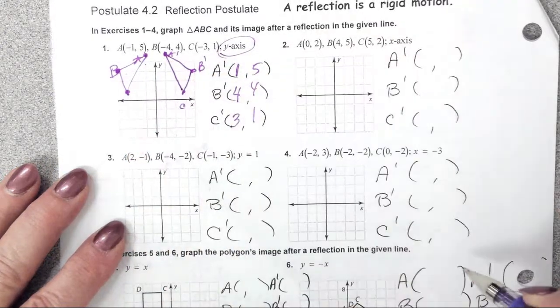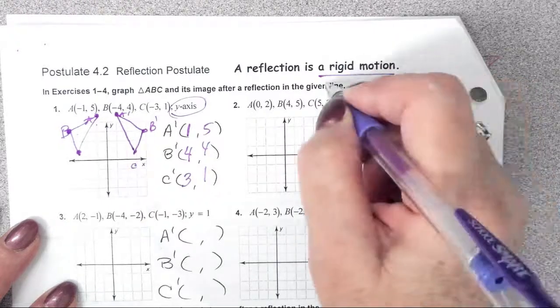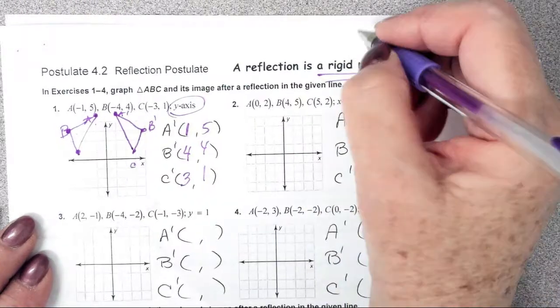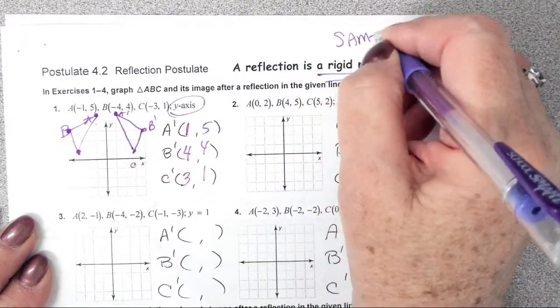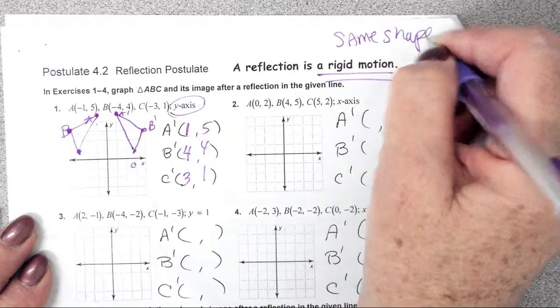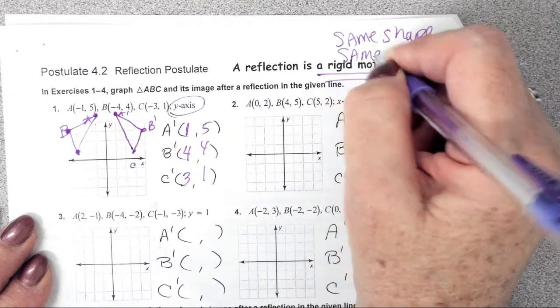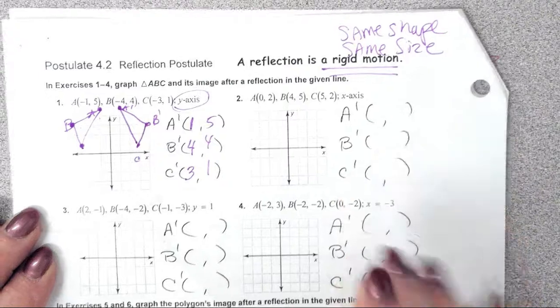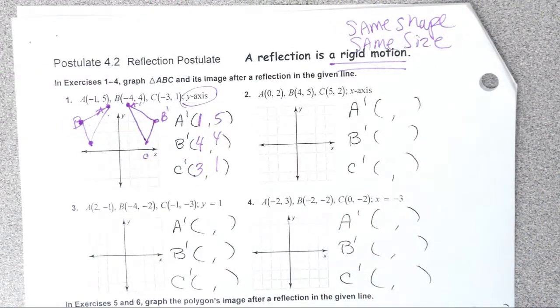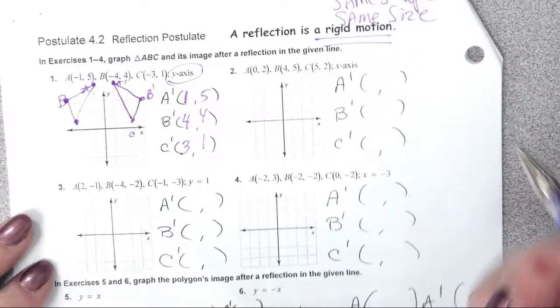Now, a rigid motion. It is the same shape. It is the same size. It's just not facing the same direction anymore, is it? Translating stays the same direction. This one, it's facing the other direction. So your friend said something rude to you, and you turned your back on him. Okay.